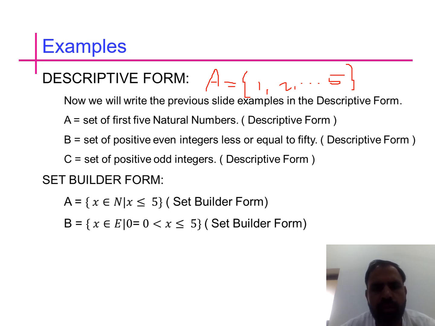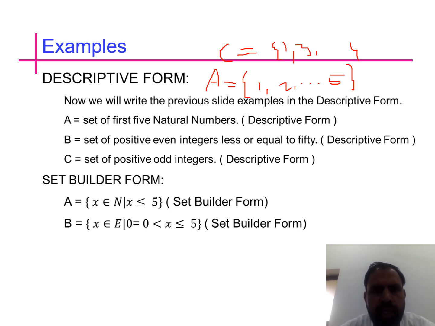B is the set of positive even integers less than or equal to 50. This is also descriptive form. C is the set of positive odd integers, which we wrote in the previous example as 1, 3, 5 up to 49. So C is the set of positive odd integers less than 50.